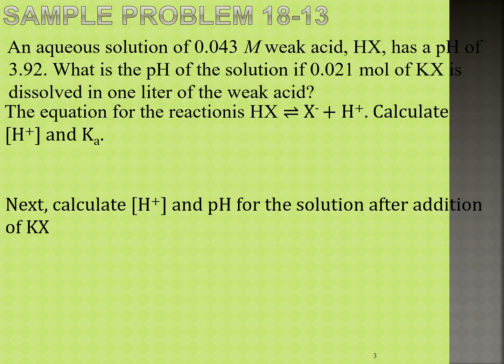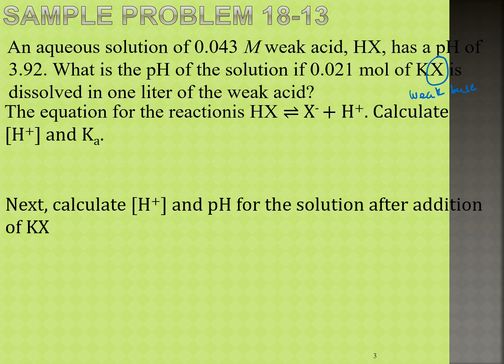Let's take a look here at sample problem 18-13, where we have an aqueous solution and it is 0.043 molar weak acid. This is some generic weak acid that we're going to call HX. We're given its pH, and I want to know, what is the pH if 0.021 moles of KX, so this is going to be the weak base, the conjugate weak base of that, is dissolved in with 1 liter of the weak acid. So what we're doing is taking our weak acid and making a buffer by adding some of its conjugate base.